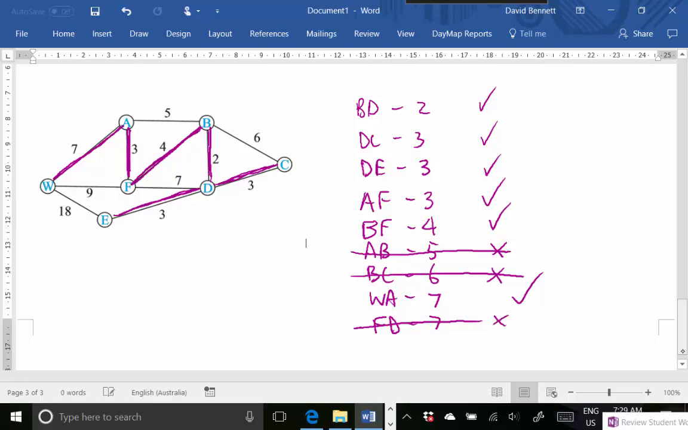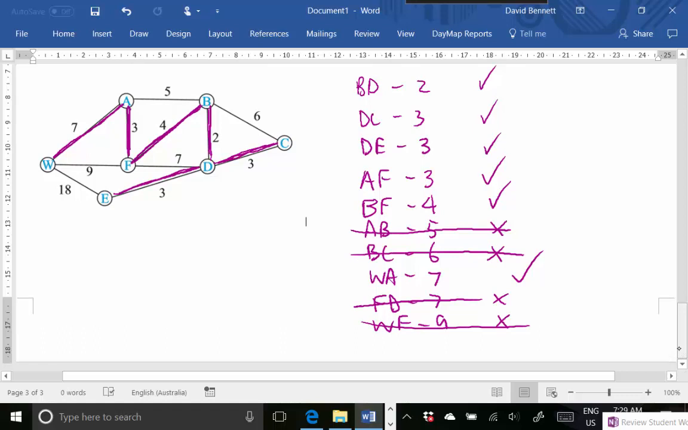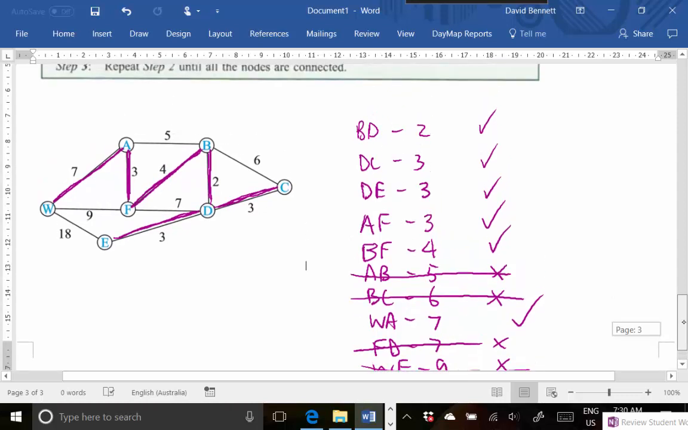I don't need that. And then the next highest is WF, and that's 9, and I've got connections between those two nodes, so I don't need that one. And my next one is WE, and that is 18, and I've definitely got a connection between W and E, so that's gone. So now what I need to do is work out what the total length of my network is.